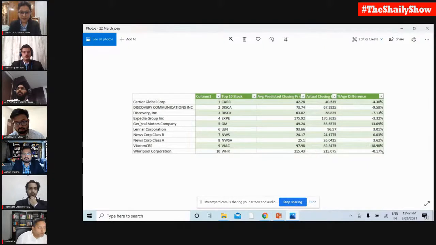Okay, and your average accuracy level would be, so your General Motors, you predicted $49 and it came out to be $56. So it was 13% off. Whereas the closest was NWS, News Corp Class B, which was 24.7, and you predicted 24.7, and it was 24.1775. Also, in case of Whirlpool, the deviation was just 0.17%. Okay, that is good. So you were quite close.